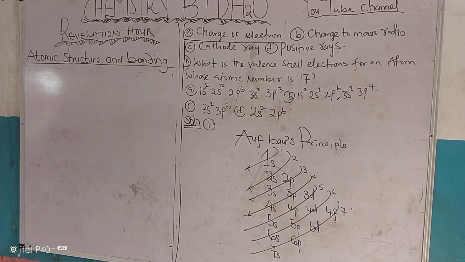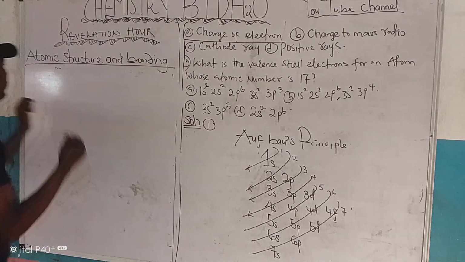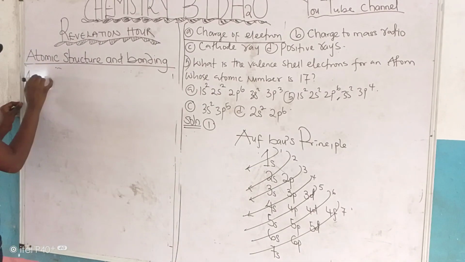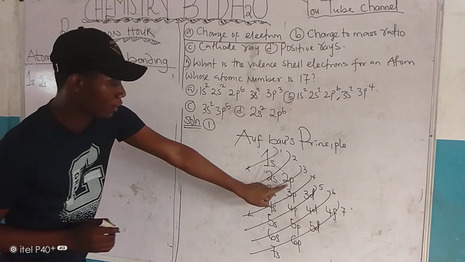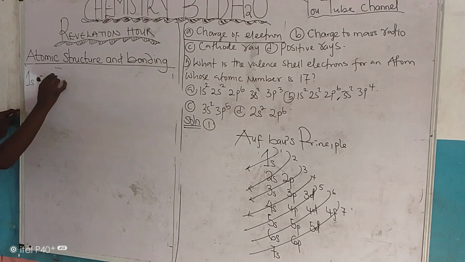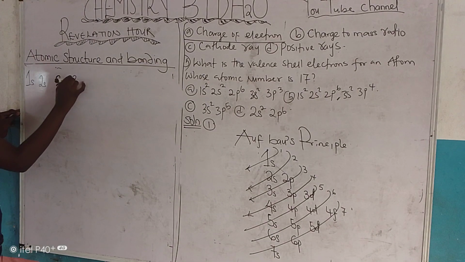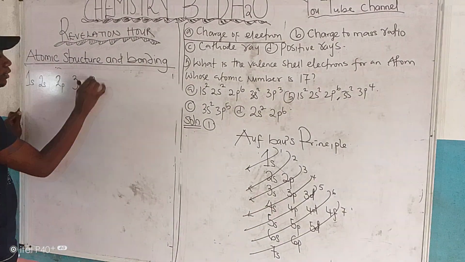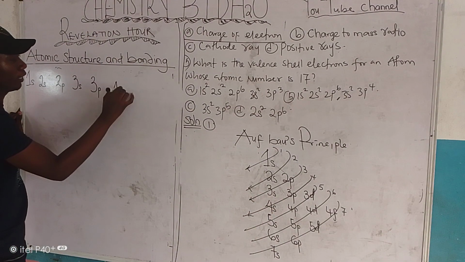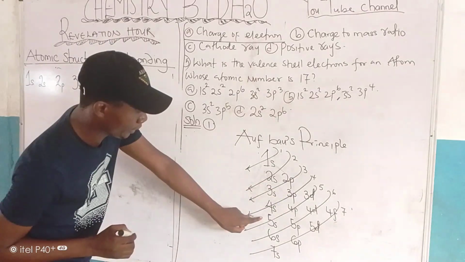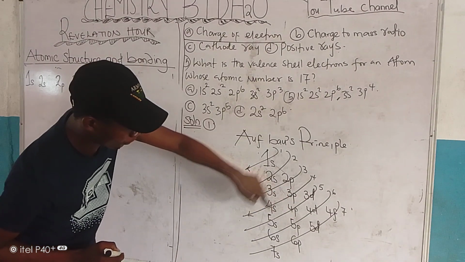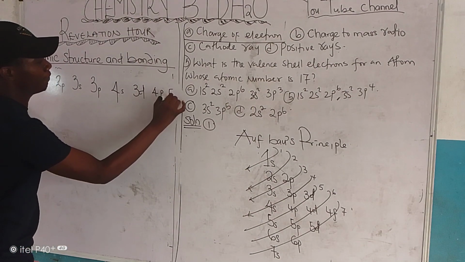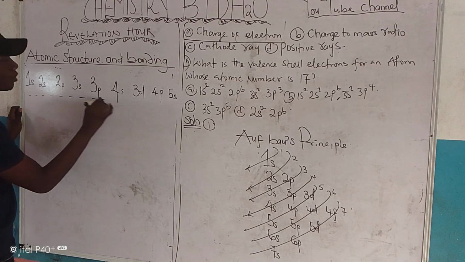Now watch this. If you start here, you have 1s. The next one is 2s. The third one is 2p, then 3s. So you have 2p, and then you have 3s. Then the fourth one is 3p, 4s. You have 3p, 4s. After your 3p, 4s, you have 3d, 4p, 5s, and so on and so forth.